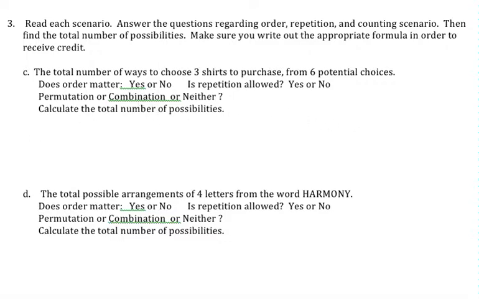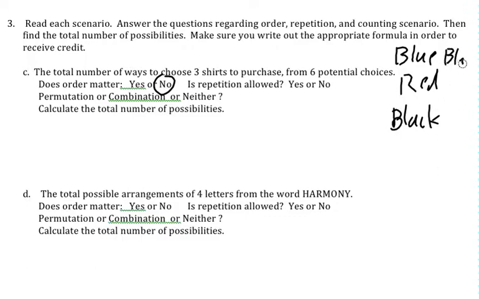Now, does order matter? I think it's pretty clear that order doesn't matter. If you go up to the cashier and you say, I'd like to buy the blue shirt, the red shirt, and the black shirt, does it really matter? Or can you say, hey, I want the black shirt, the red, and the blue? It's pretty obvious that if you buy blue, red, black, or you buy black, red, blue, it's the exact same thing. So order does not matter here.